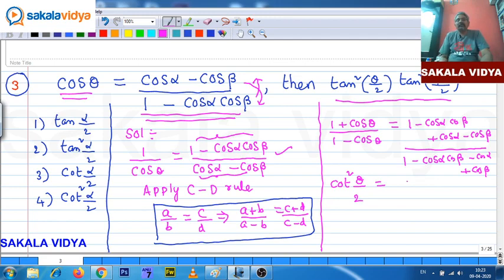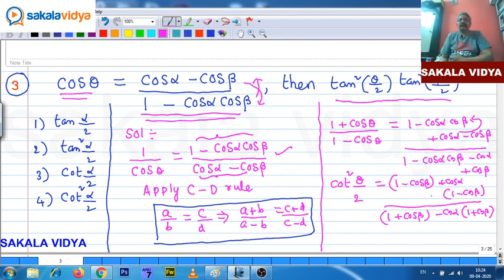So let us arrange the terms, 1 minus cos beta. Now we can take out plus cos alpha common from these two terms. Plus cos alpha take out common, we have 1 minus cos beta. This is the numerator. For the denominator, write 1 plus cos beta as one group, and from the rest of the terms take out minus cos alpha common, we get 1 plus cos beta. So now from the numerator take 1 minus cos beta common, and from the denominator 1 plus cos beta common.